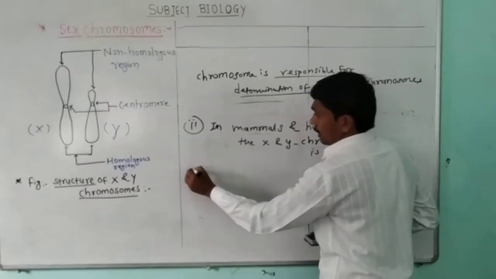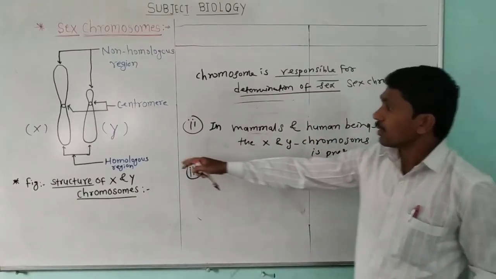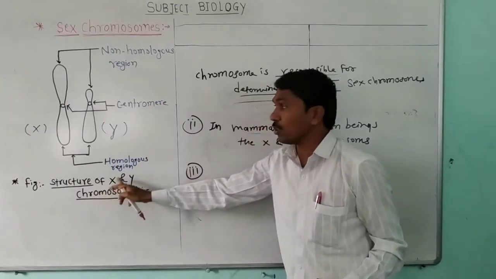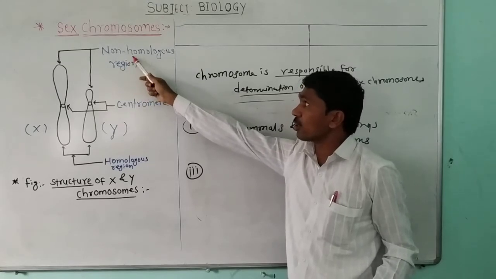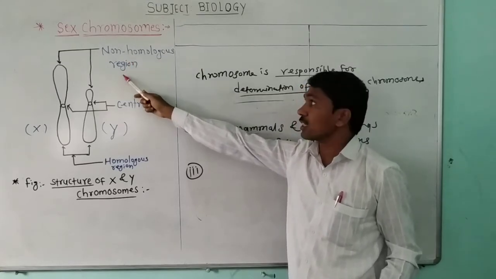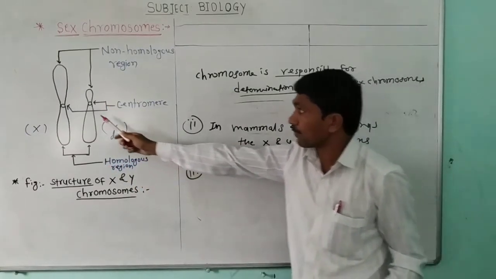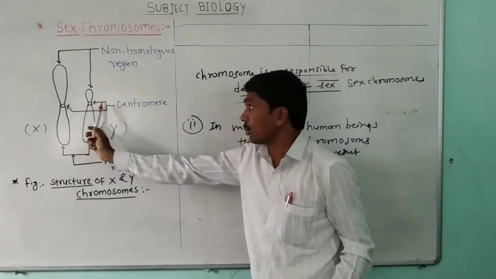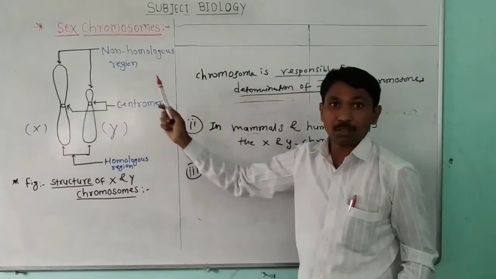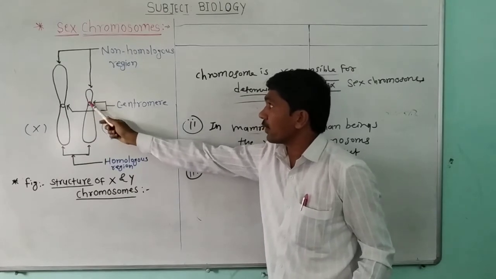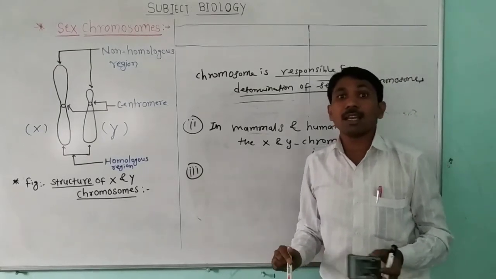Third point: the structure of X and Y chromosomes in the human being. Let us see the diagram. There is the upper part, also called the non-homologous region, and the lower part, the homologous region. In between, the centromere is present. The left side is the X chromosome and the right side is the Y chromosome.